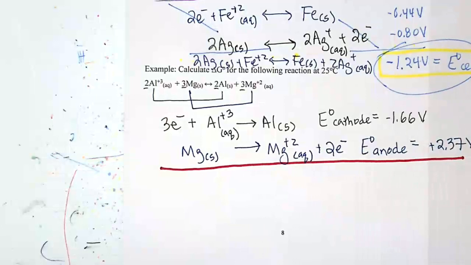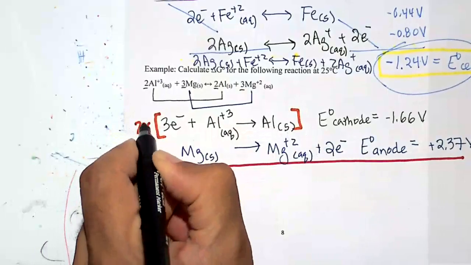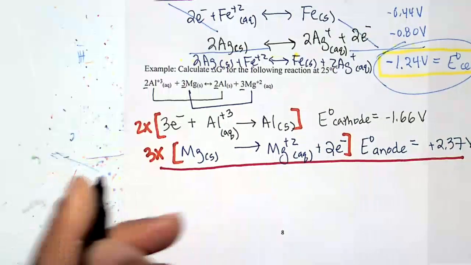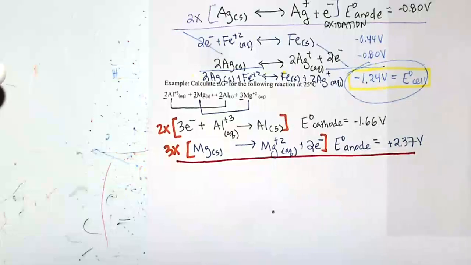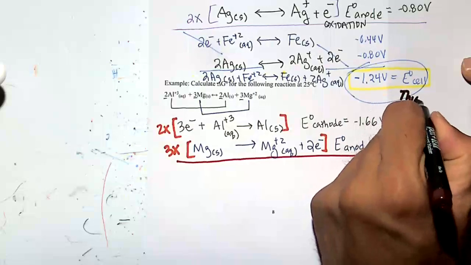Before I do that, no free electrons. Get them out of there. How do we get them out of there? We're going to multiply the top one by 2, and the bottom one by 3. So how many electrons are being transferred here? This is 6. This is a 6 electron transfer reaction.